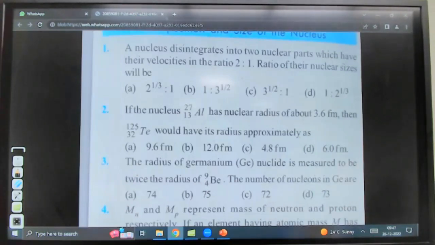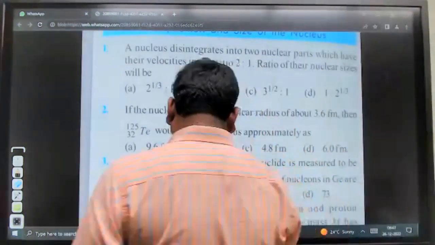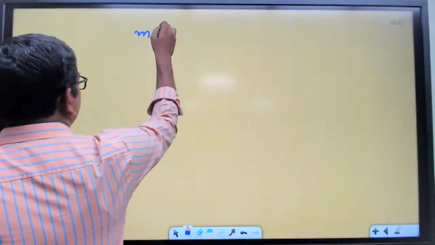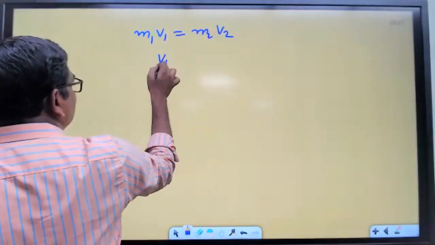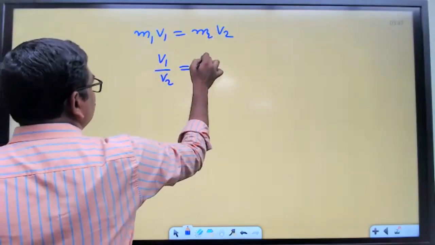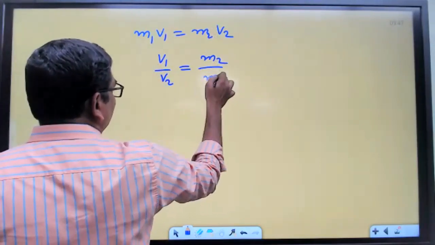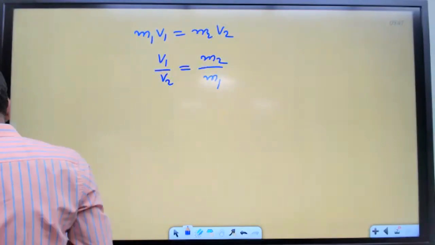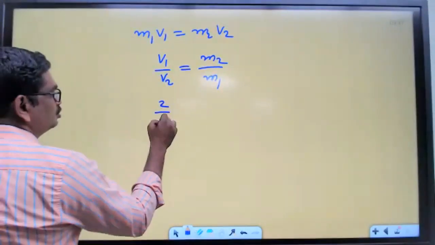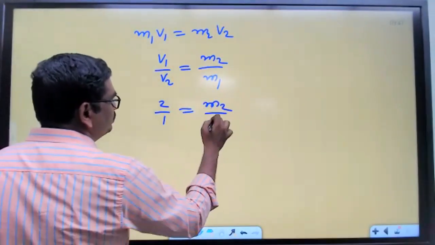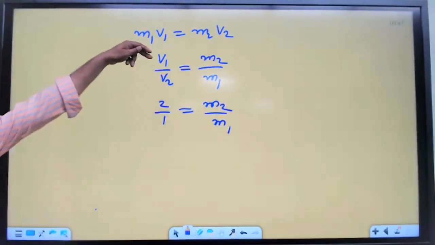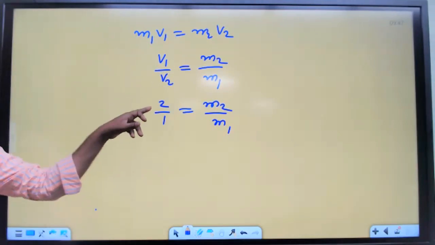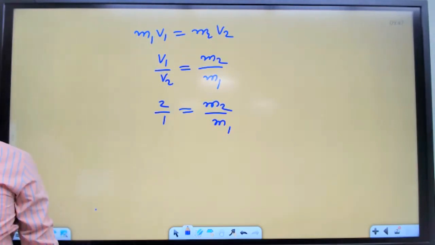Velocities are given, so use the conservation of linear momentum. Linear momentum of the first one, m1 v1, equals m2 v2. From this, v1 by v2 equals m2 by m1. The velocity ratio is given as 2:1, so 2/1 equals m2 by m1. Instead of v1 by v2, I am just substituting 2:1.